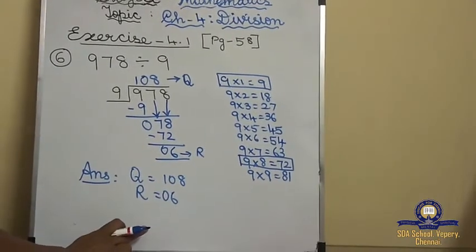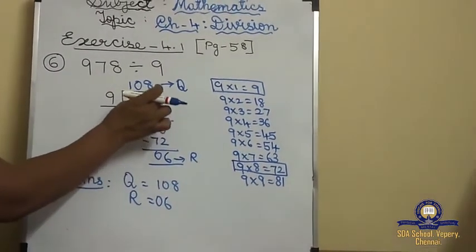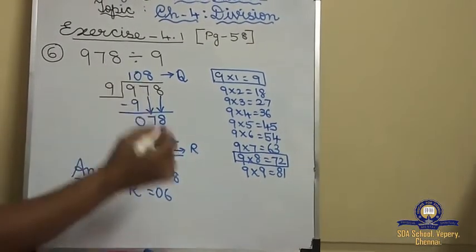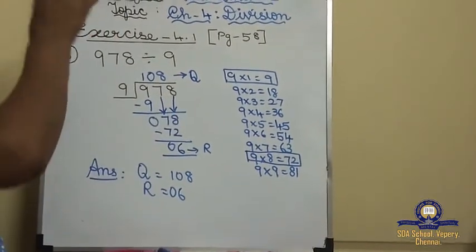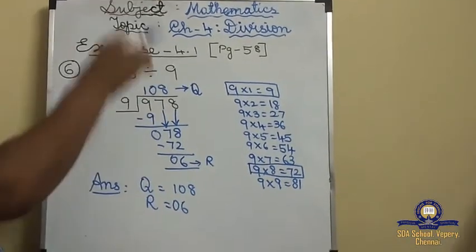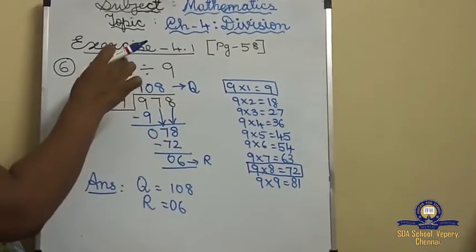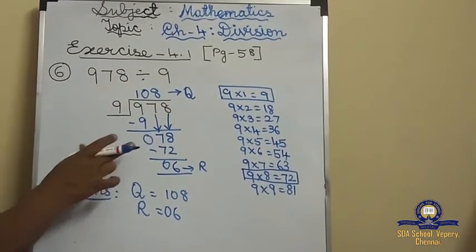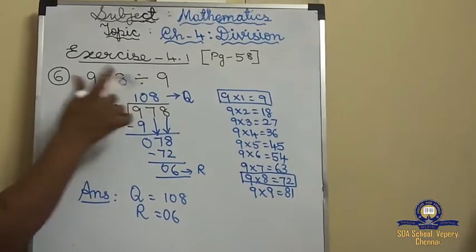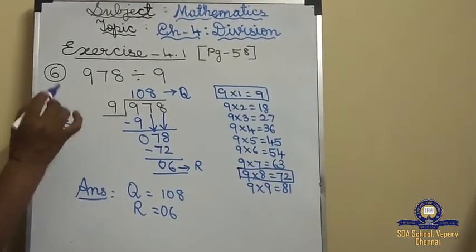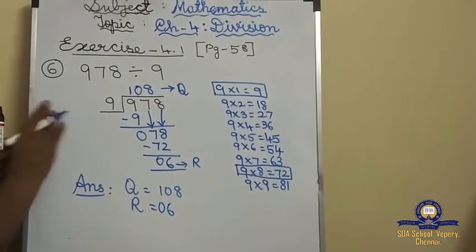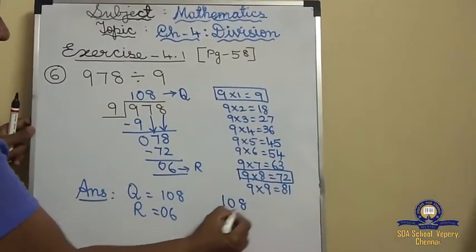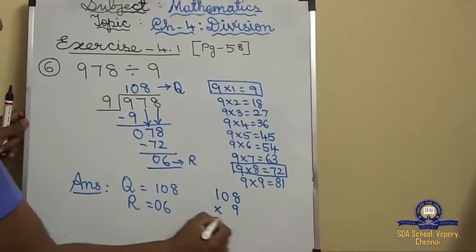Understood children? Don't forget, when you bring two numbers at a time, you have to add a 0. In 605 also, we brought that 0 down, and then the 5 also we brought down. So we put a 0 here. Likewise, don't forget to put it; if you don't put 0 and write only 18, it will be wrong. See, for easy checking, you can find out, see, 108 into 9. If you multiply like this, you will get the answer.